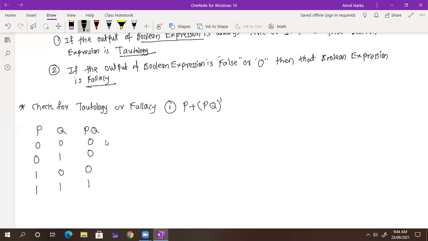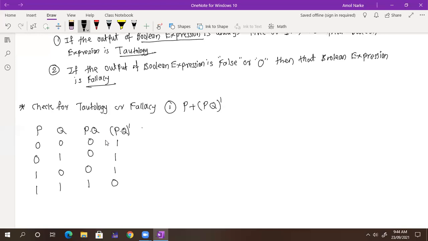Okay, it is the AND gate. Yes or no? For AND, if both are 0 then 0, if either one is 0 then 0. If both are 1, then we get 1. Then we take its negation. So what you are getting for the negation of P dot Q? 1, 1, 1, and 0.